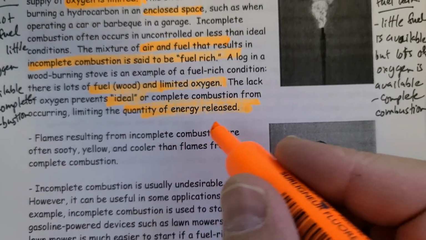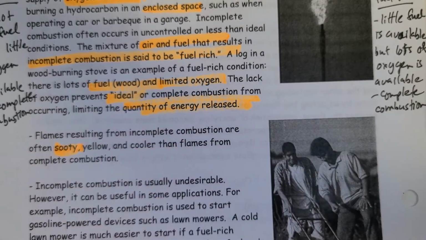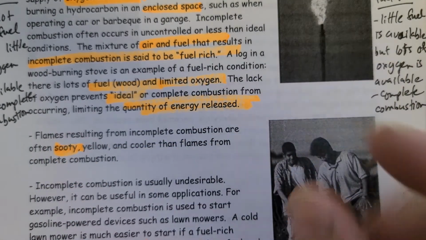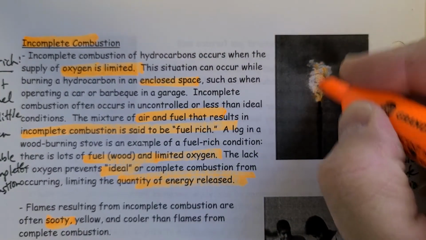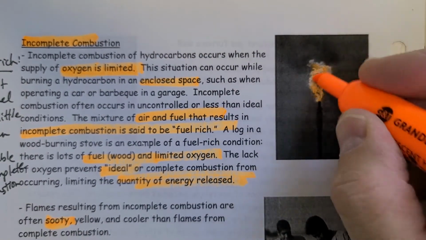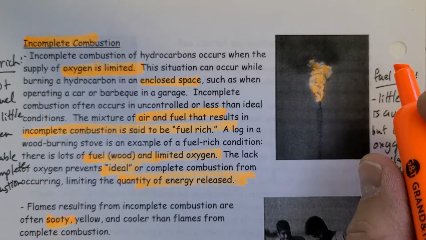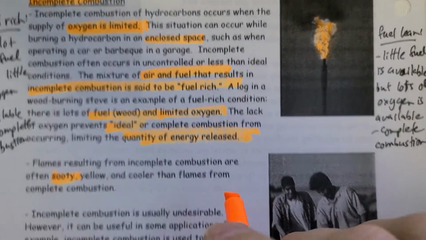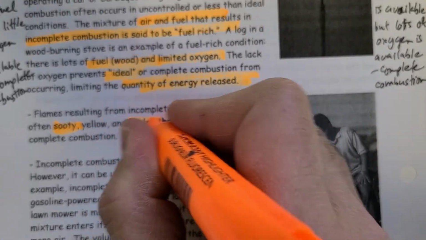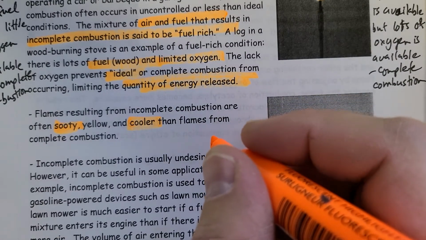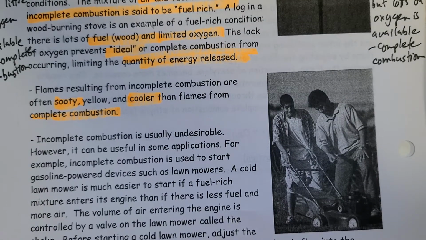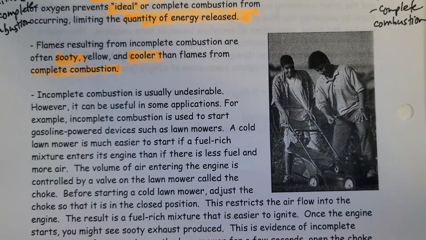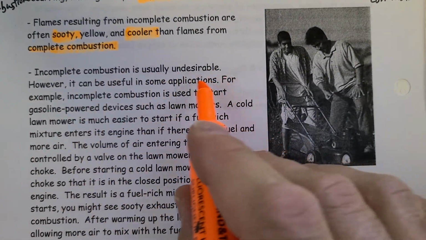Flames resulting from incomplete combustion are often sooty, which means you have all that black smoke, and tend to be yellow. So this flame here is orangey yellow, indicating incomplete combustion. Looks like the refinery there. And an orange or yellow flame is actually cooler than that nice blue flame that occurs during complete combustion. Incomplete combustion is usually undesirable.